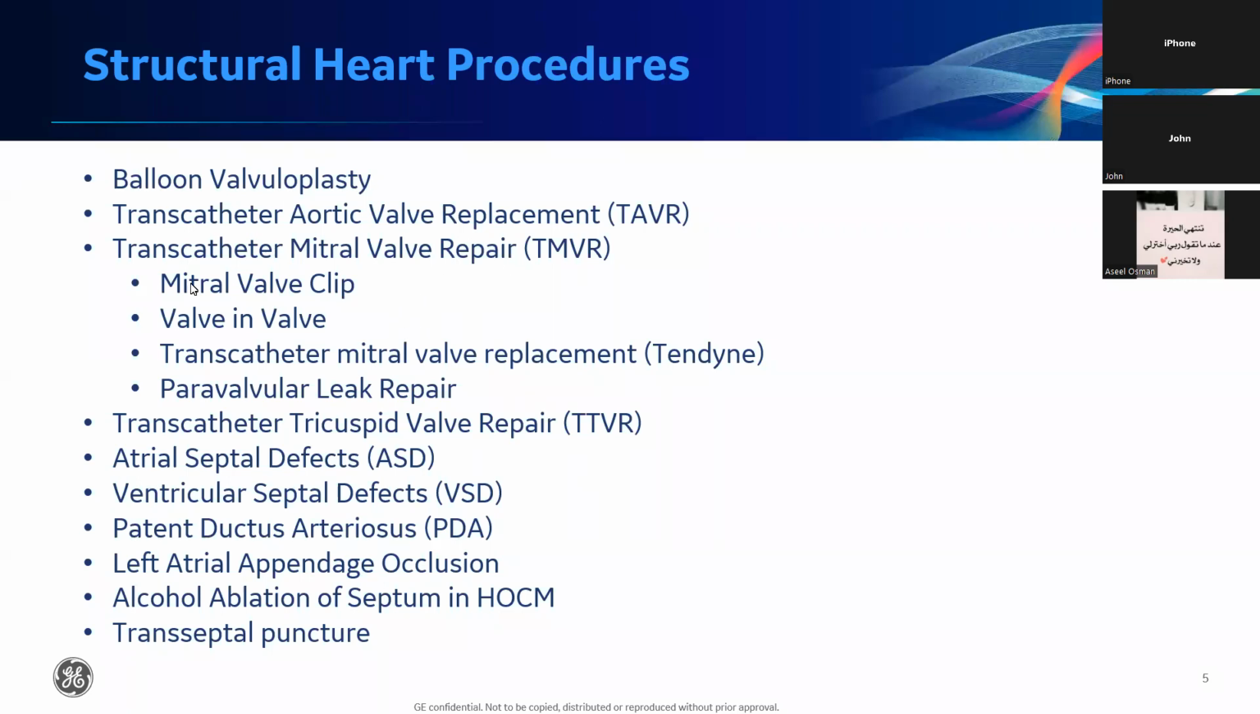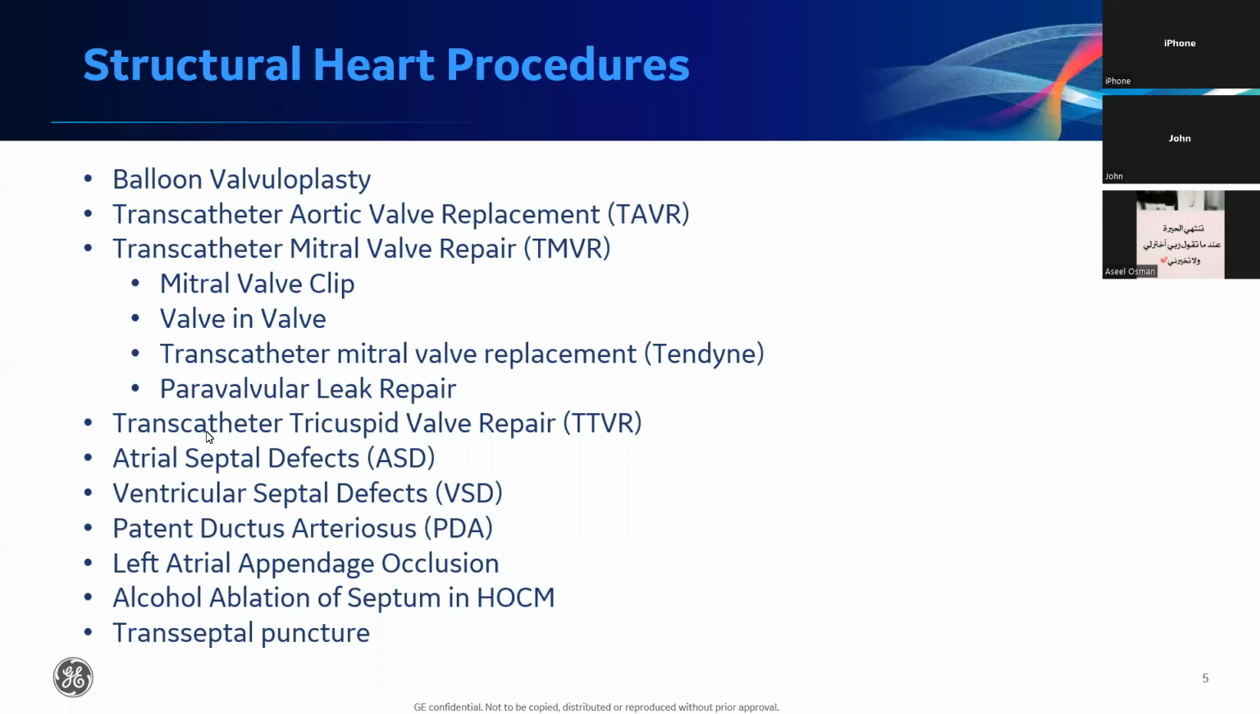Some of the common structural heart procedures that are being used nowadays, balloon valvuloplasty, which has been for forever, for a very long time. TAVR, which is one of the most common structural heart procedures in the region and across the globe. Then you have the transcatheter mitral valve repairs, such as mitral valve clip, valve-in-valve, even total replacements, such as the Tendyne implants more recently, even paravalvular leak repairs.